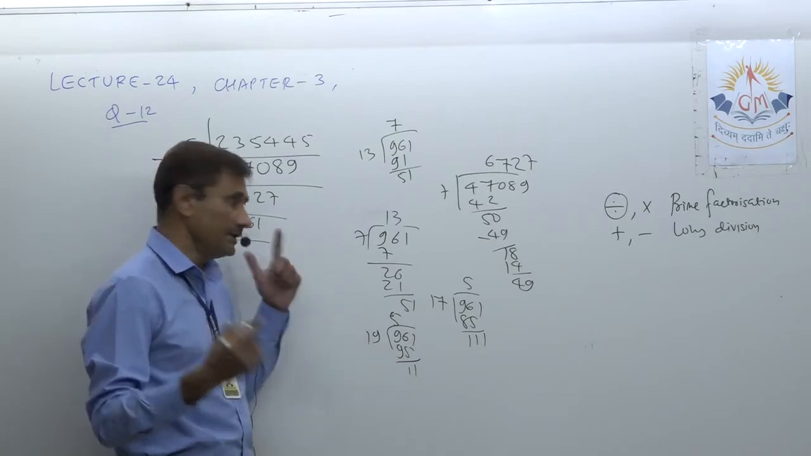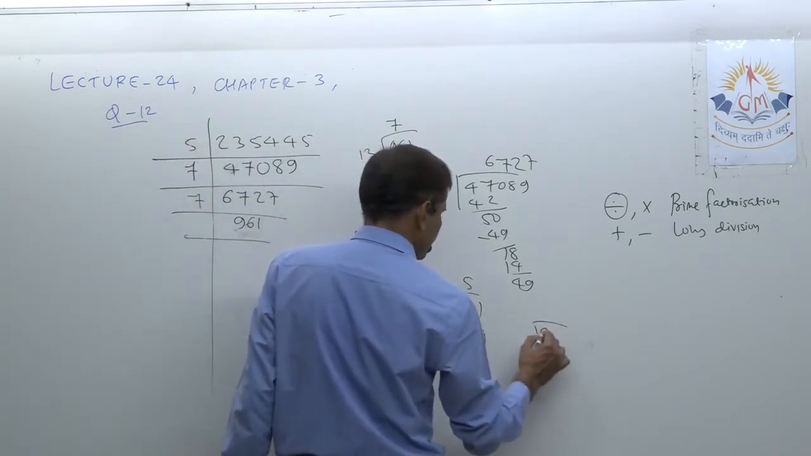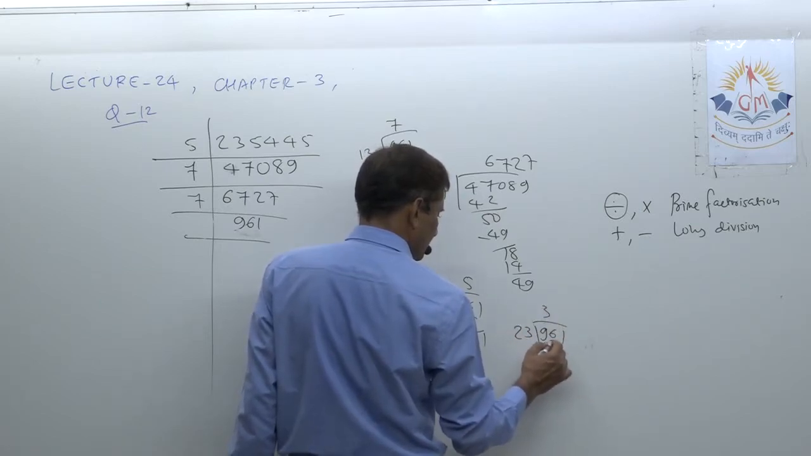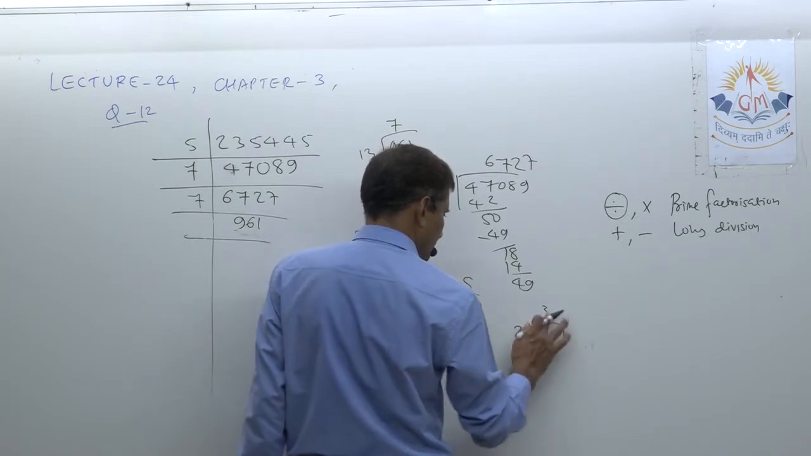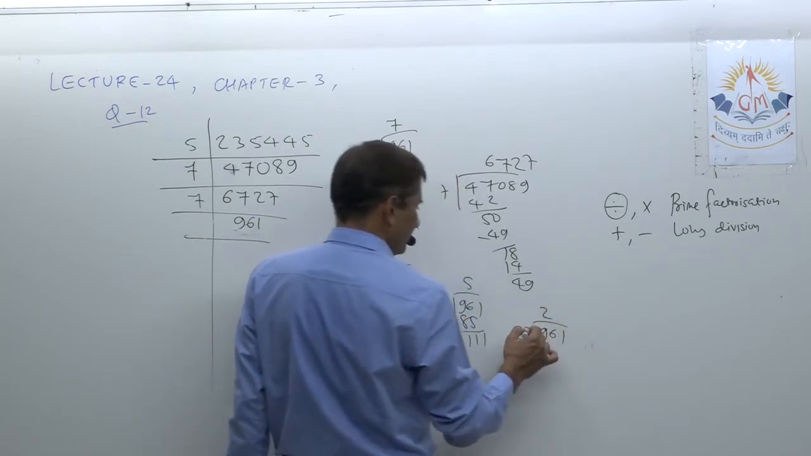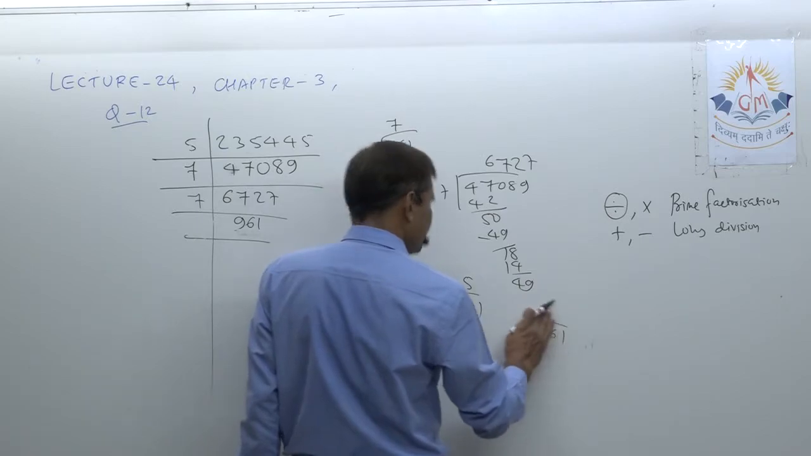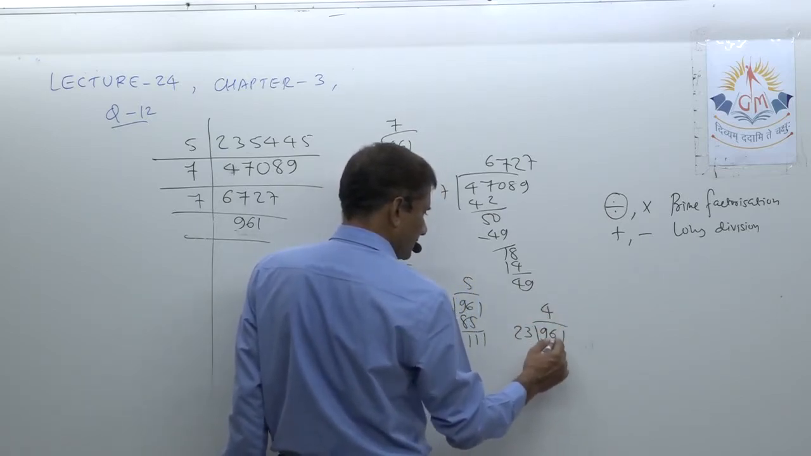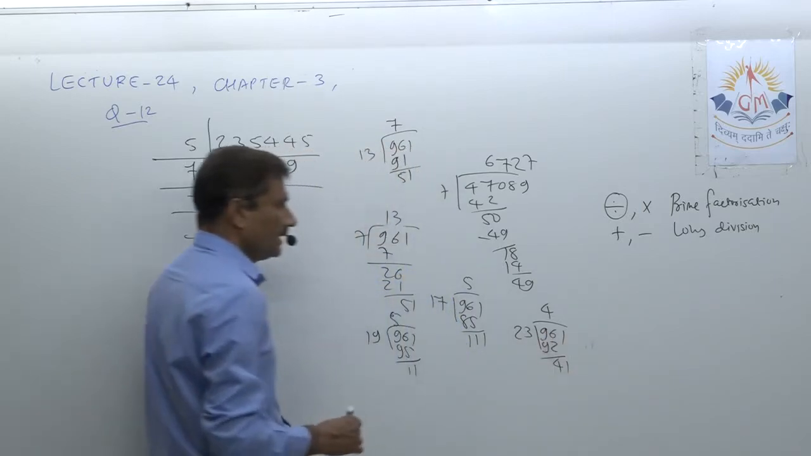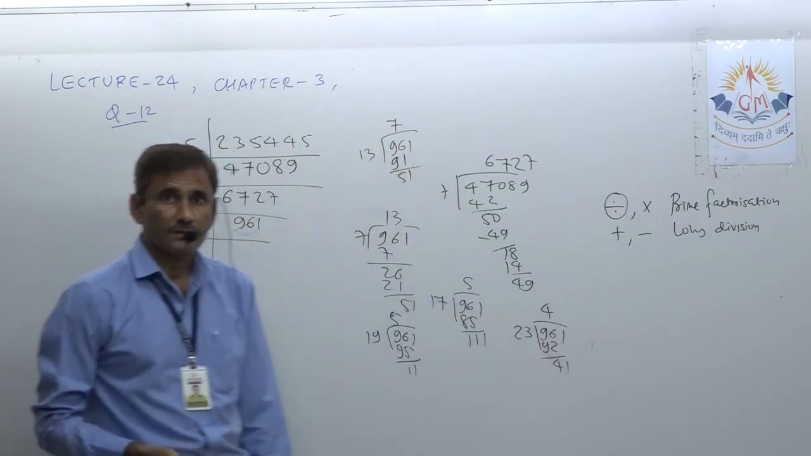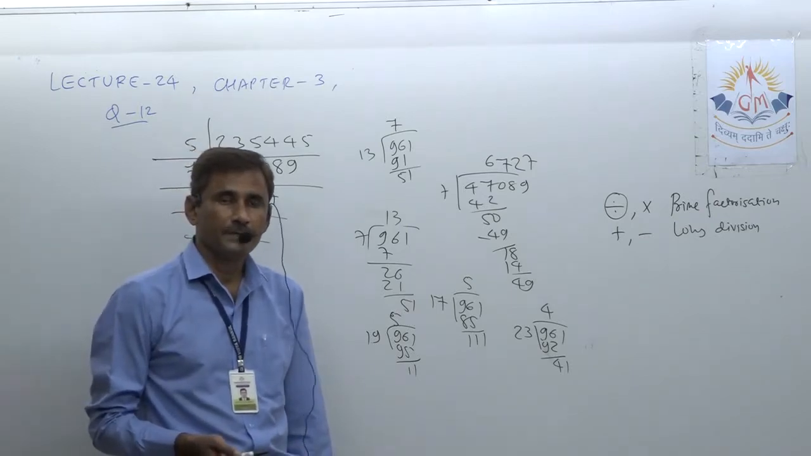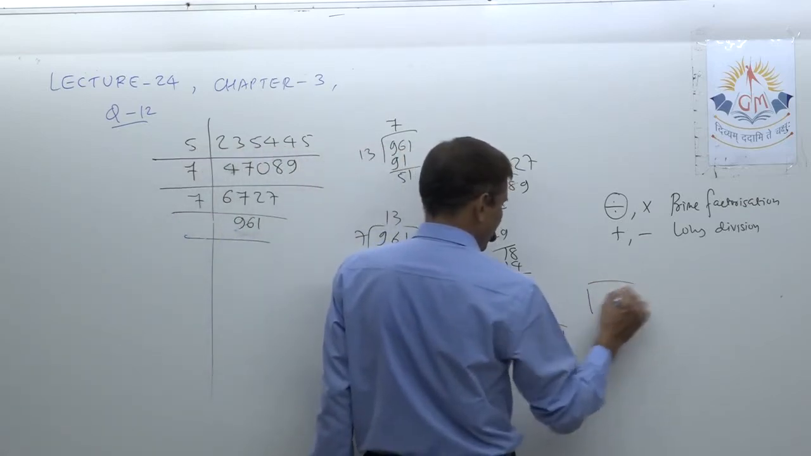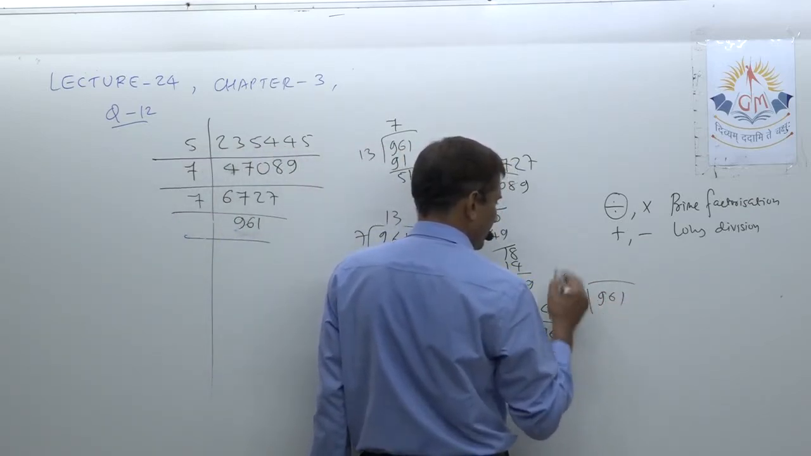Next prime is 23. So 961, 23. Now 23 3s are 69. 23 4s are 92. So 6 minus 4 is 2. So again it is not. Now look for the next number. After 23, the next number will be directly 29. So 961, 29.